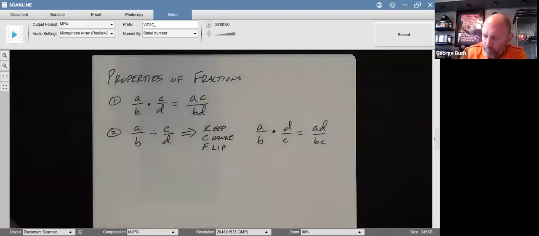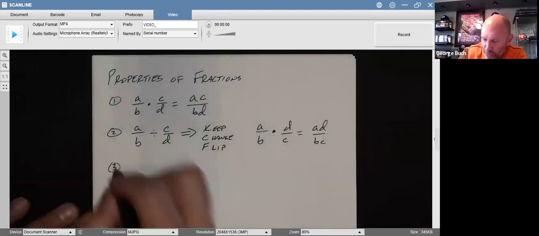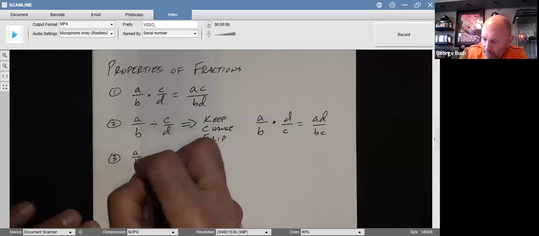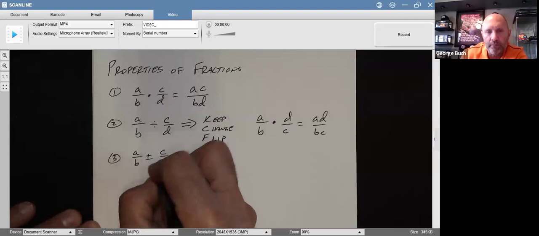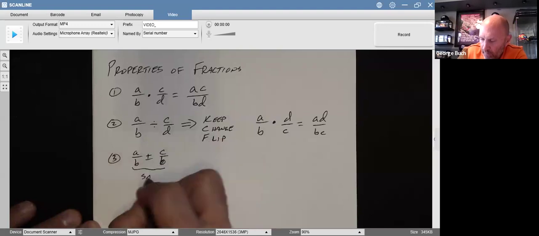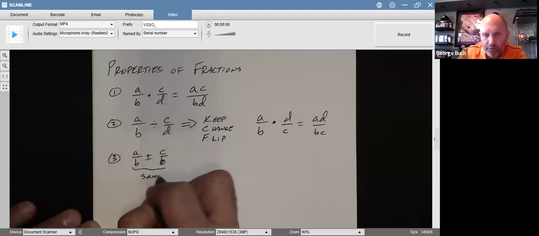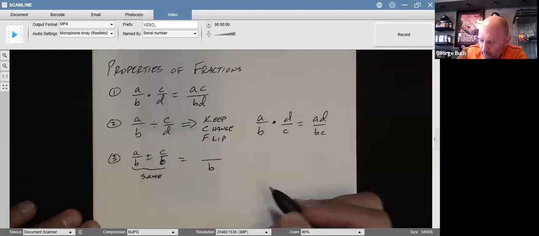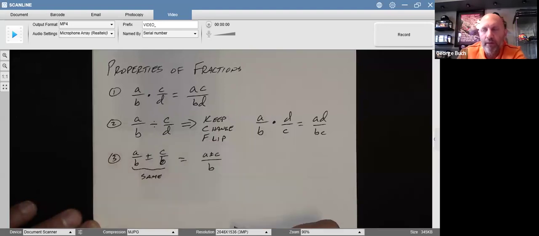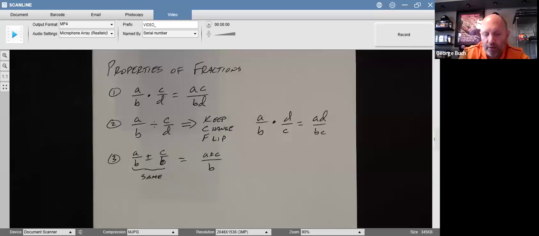The third type of arithmetic we're going to be doing is addition or subtraction. So if I have A over B plus or minus C over B, as long as the denominators are the same, then we're just going to end up with that as our answer for the denominator, B, and then it's A plus or minus C, so add or subtract the numerators. In the real world, that rarely happens. Rarely are you going to get 3/5 plus 7/5.